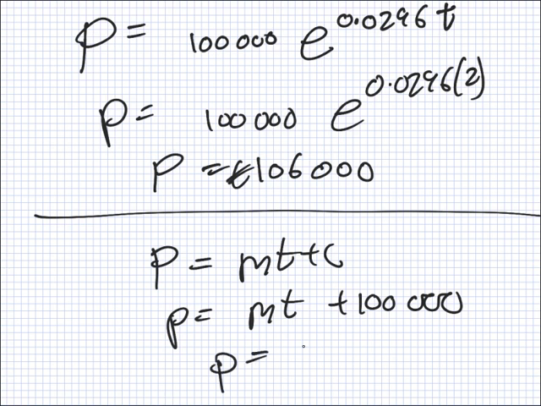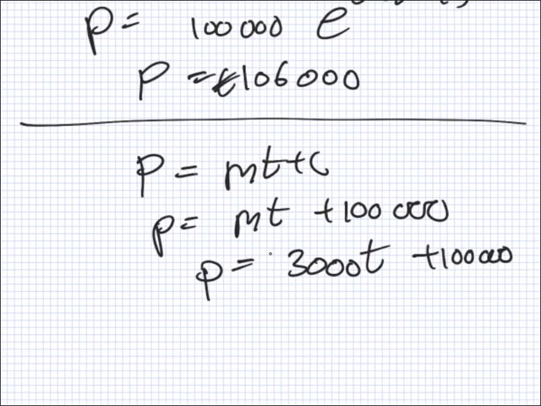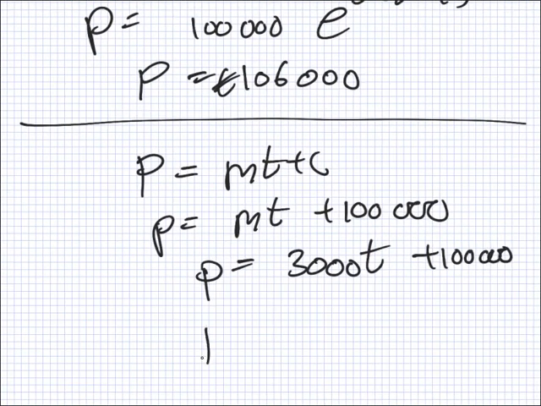So P equals 3,000 T plus 100,000. Now you could almost have guessed that formula. When the T is 0, do we get 100,000? Yeah. We do. And when the T is 1, do we get 103,000? Yes. We do. And do I ask you to predict the price next year again? So the price when T is 2 is 106,000.